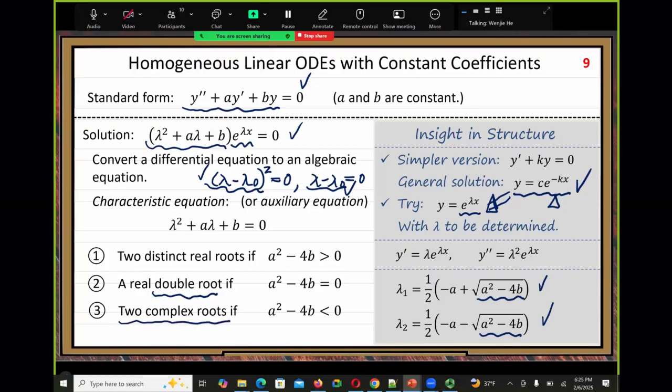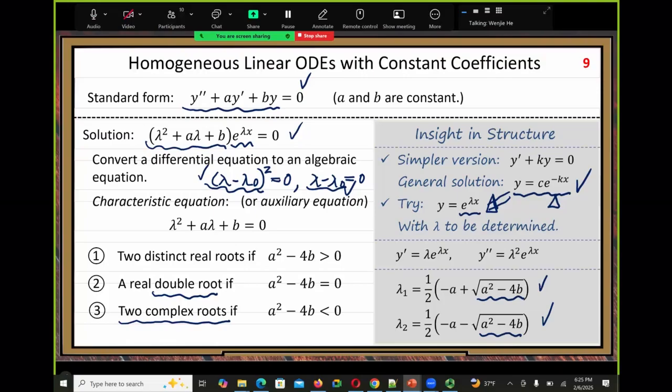Because for case number 3, lambda 1, lambda 2 are complex numbers, if you use e to the lambda 1 x, e to the lambda 2 x as your solution, you will get 2 complex solutions. Although many people feel very comfortable when they see complex functions, some people still do not feel comfortable working with complex functions.